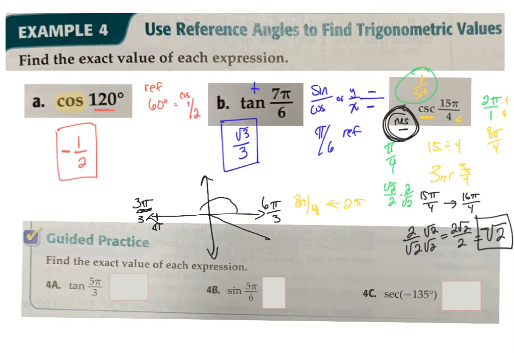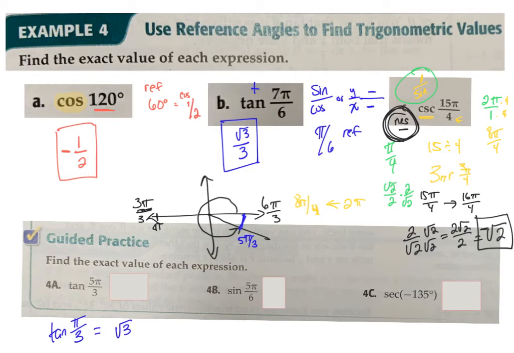Fourth quadrant, right? That would be 5 pi over 3. Yes? Looks like Pac-Man. How far away is 5 pi over 3 from your 6 pi over 3? What is your reference angle here? How far away is 5 from 6? 1. So pi over 3 is my reference angle. That's actually a 60-degree angle. What is the tangent of pi over 3? The tangent is square root of 3.